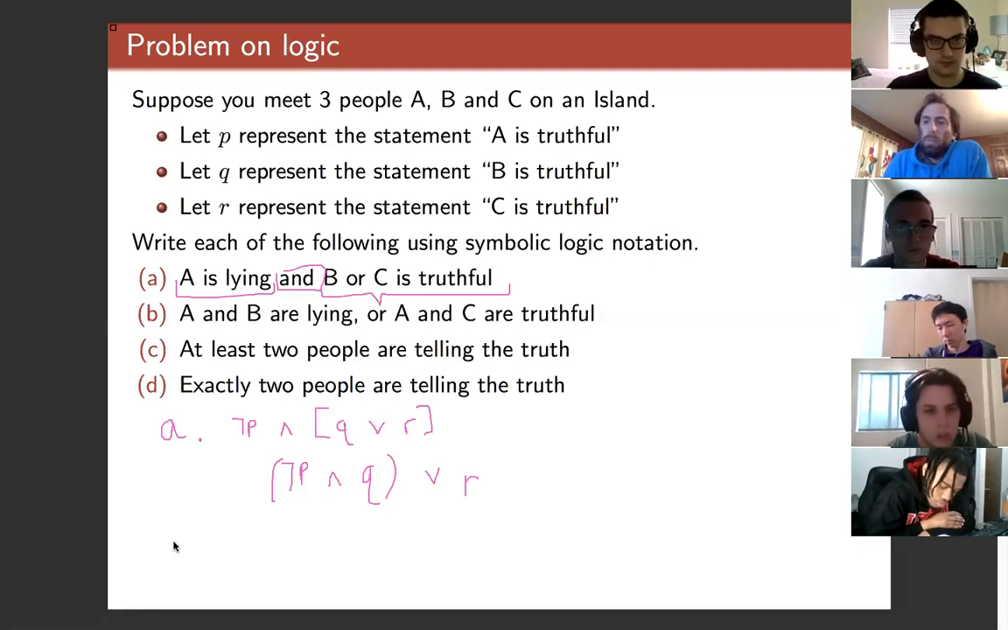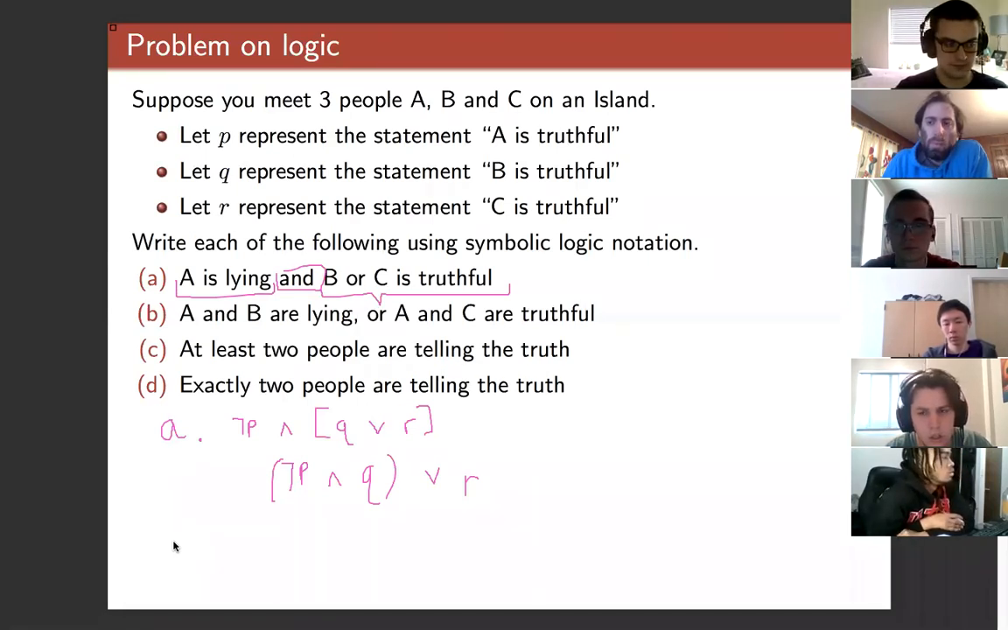I had a quick question. Go ahead. So for part C, to my understanding, are we supposed to write a truth table, or is this just a logical statement we're writing? You can just write out the logical symbols just like we did for part A. Okay, I just wanted to make sure.